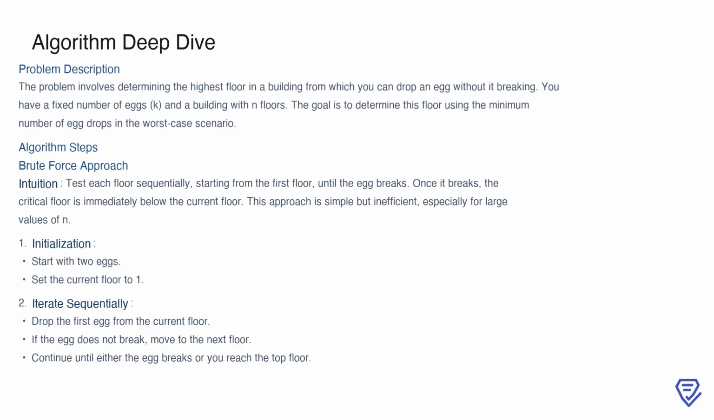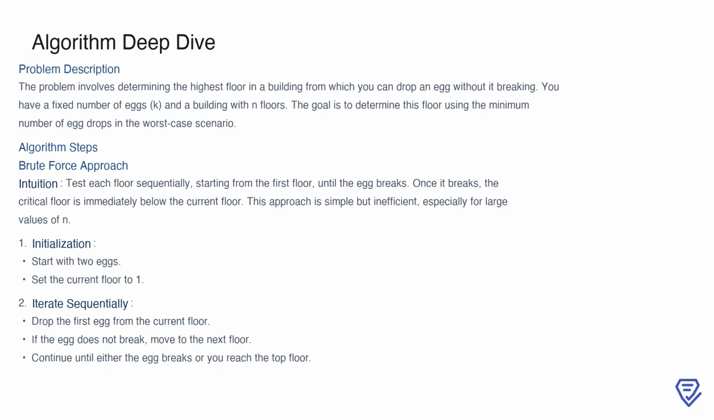The intuition here is straightforward. You start testing floors sequentially, beginning from the first floor. If the egg doesn't break, you move to the next floor and repeat the process. The moment the egg breaks, you know the critical floor is 1 level below the current floor.